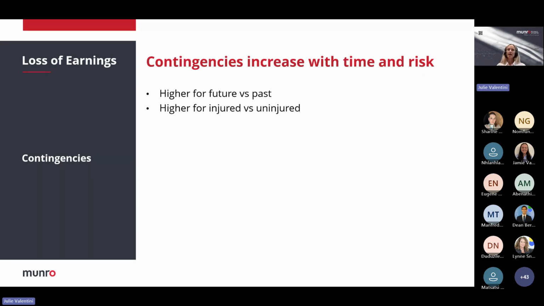And then contingencies tend to be higher for injured earnings compared to uninjured earnings. And that is because the accident generally increases the risk involved with the claimant. So the accident has occurred, there's now more uncertainty about what could happen to their career. Are there any latent things that may come out over time? Or it's not always clear how it's going to affect their earnings. So that is why we tend to see contingencies that are higher in the injured state.